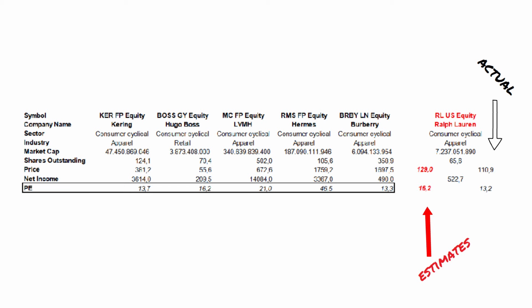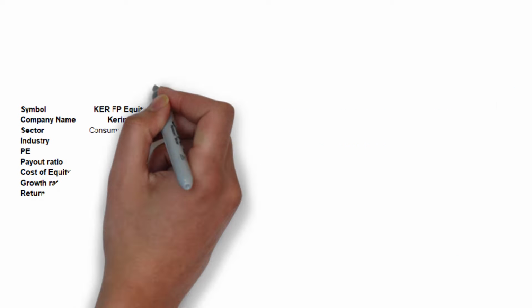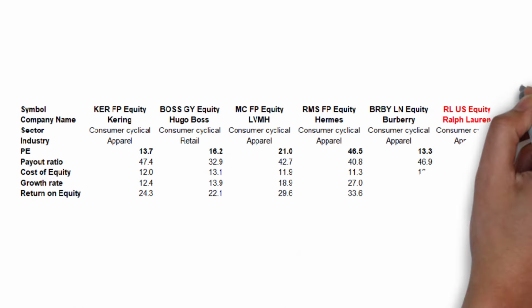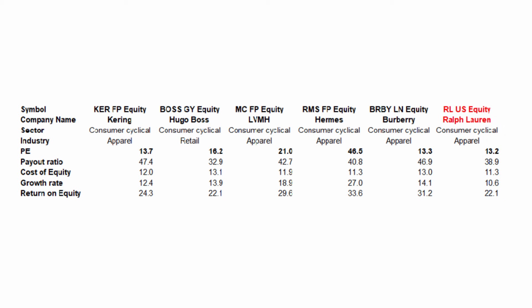So let's now analyze the main drivers to understand if the market was right about this mismatch. Let's start from the payout ratio, where we do see that Ralph Lauren was actually not among the top dividend payers, but slightly below the average. The cost of equity, which I would recommend to read in conjunction with the return on equity, highlights a company that was slightly less risky than its peers, but that was also the one, together with Hugo Boss, to generate the lowest return. The cost of equity is a controversial topic, which should be subject to a case-by-case assessment.